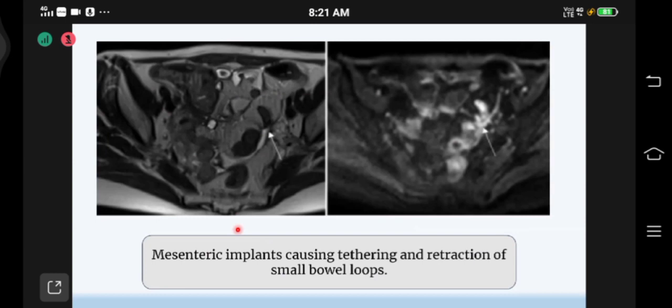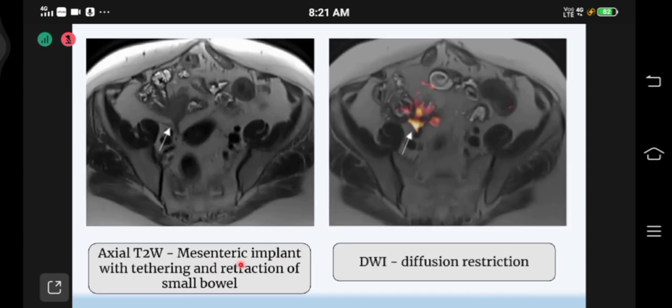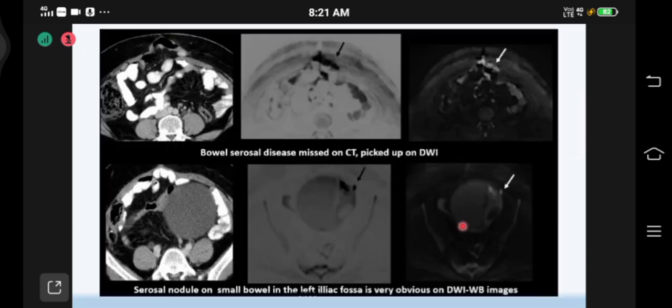As I told you, you can see there are skip lesions here. One is mass-like, one is having desmoplastic reaction, fibrous type, and causing tethering and involvement of small bowel loops. All these have to be documented in the report. You can see this particular mesenteric implant causing tethering and retraction of small bowel, and diffusion weighted imaging superimposed shows a DWI restriction on this. And also the bowel serosal deposits, you can see them nicely in the form of diffusion restricted areas along the serosal surface of the bowel.